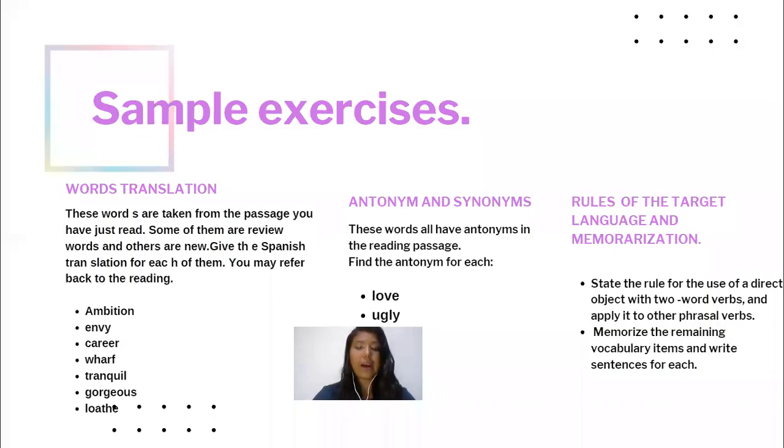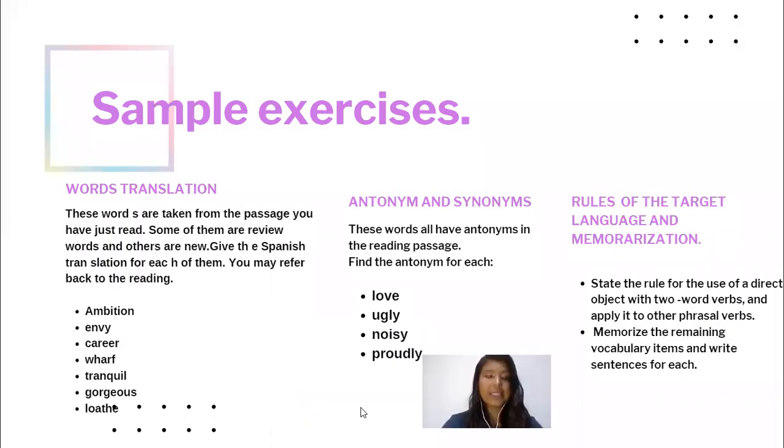Here we have some examples. As you can see in the word translation, the teacher provides a list of words in the target language and students should translate those words into their native language. Another example is the antonyms and synonyms. These words all have antonyms in the reading passage, and you have to find the antonyms for each. This is the statement. As you can see, we have the words love, ugly, noisy, and proudly.